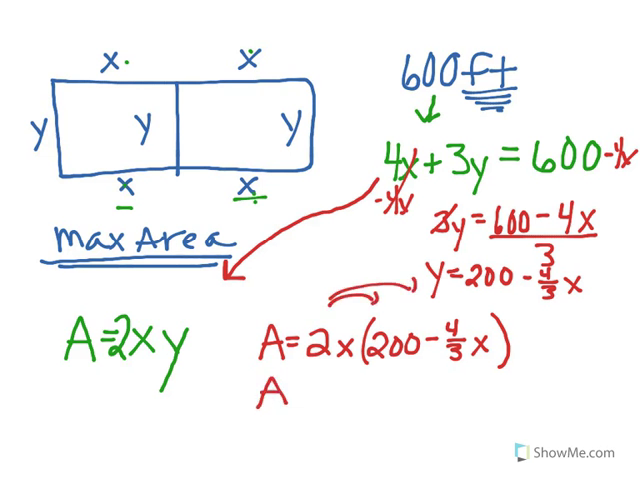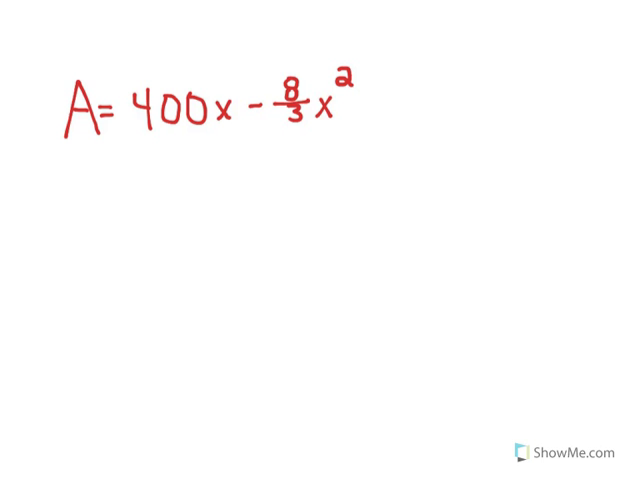So I've got A equals 400x minus 8 over 3 x squared. At this point, if you want, you could graph it and find a max or min, but you still need to prove that it was a max or min. So what I've done is I have A right here. I'm going to find A prime. A prime is going to be 400 minus 16 over 3 x. That's correct.